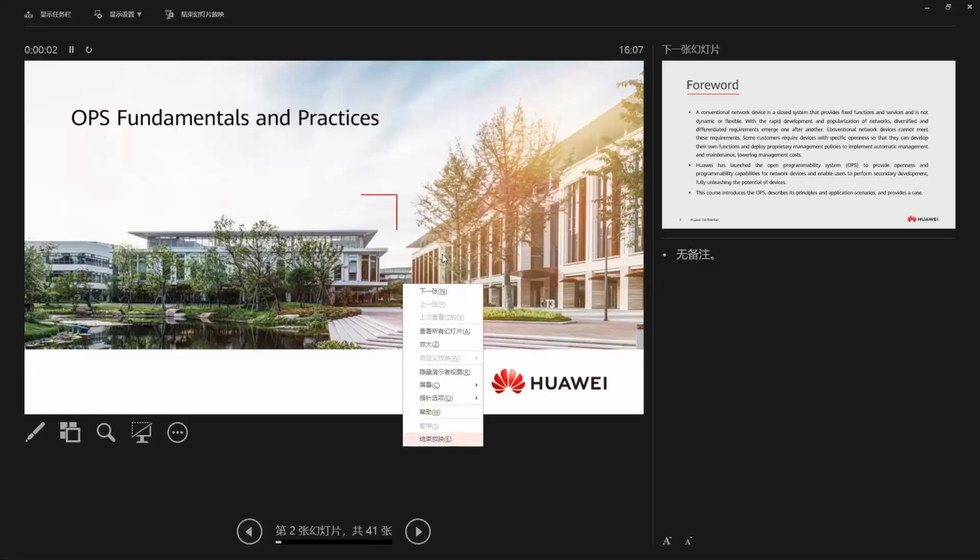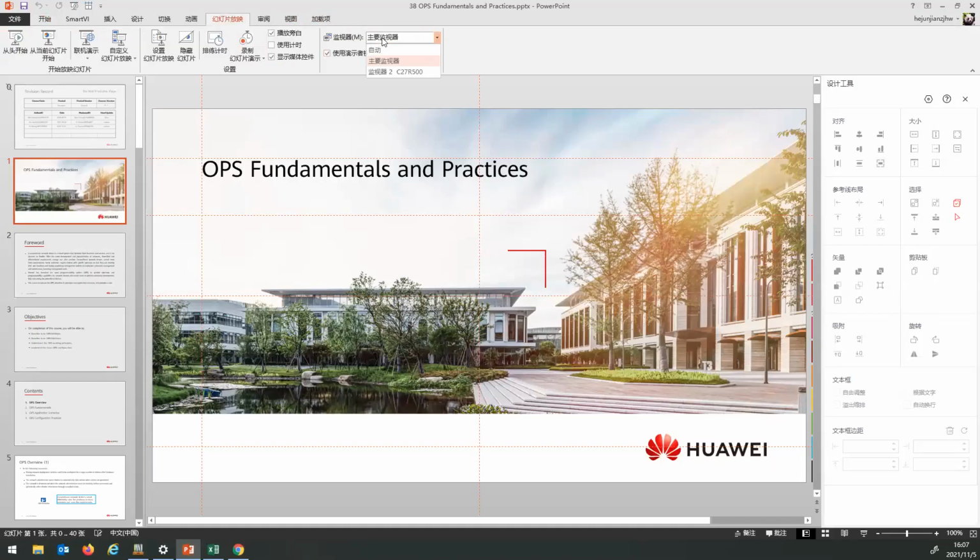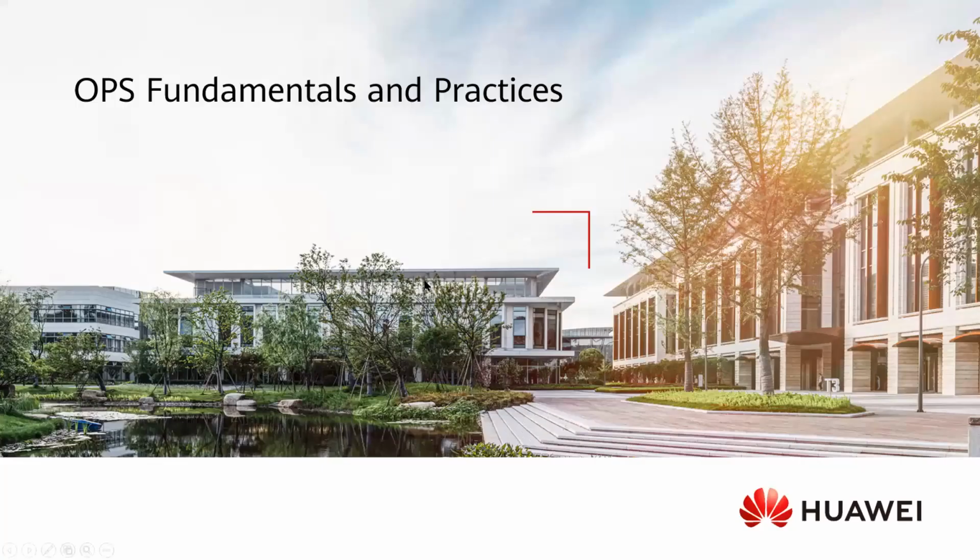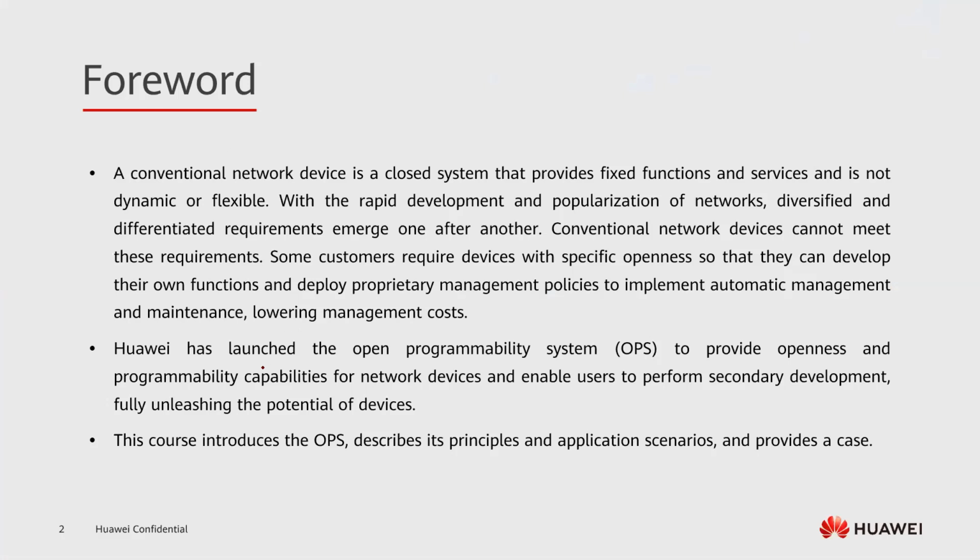OPS fundamentals and practice. A conventional network device is a closed system that provides fixed functions, such as the Huawei device. We use VRP5 and VRP8, but they only support fixed functions. You must input the commands that the device defines.